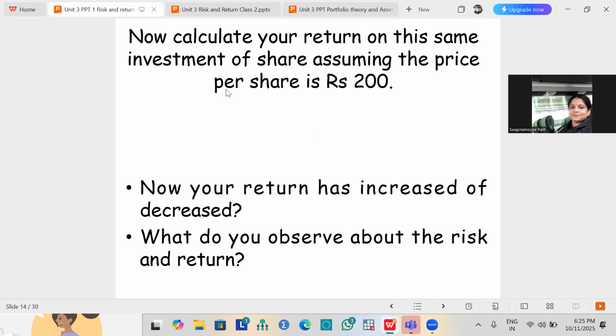Now suppose the price is 200 instead of 267.50, which had increased from your buying price of 225. Suppose the price is now 200. Can you calculate and tell me how much your return will be?